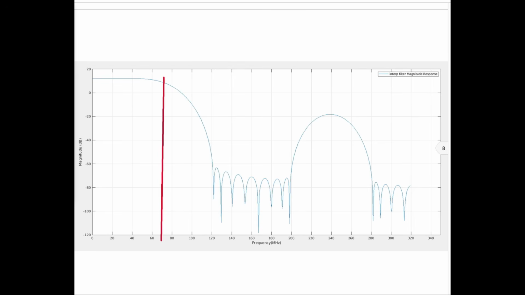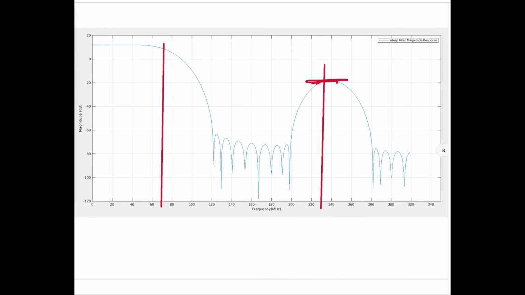So where will the next image fall? It will be at fs plus f naught. Fs is 160, f naught is 70, so it will be at 230 megahertz. So it will be here. I think now you are getting where the problem lies. This filter is attenuating the image by only 20 dB. Because the attenuation is not much, the harmonic will mix up with the fundamental, and that is causing the signal to not be like the actual signal. So this is the reason.